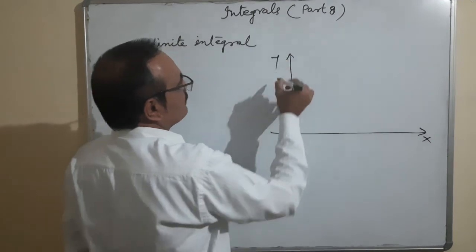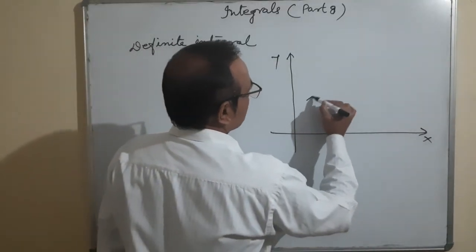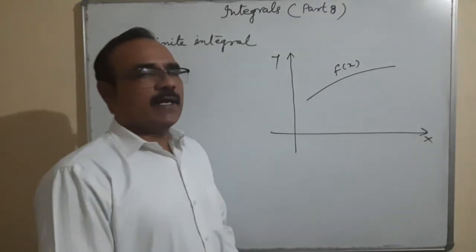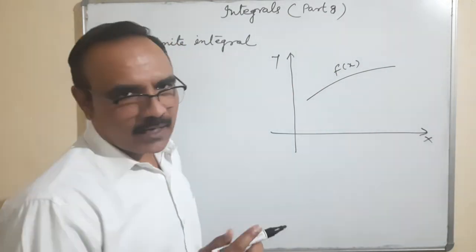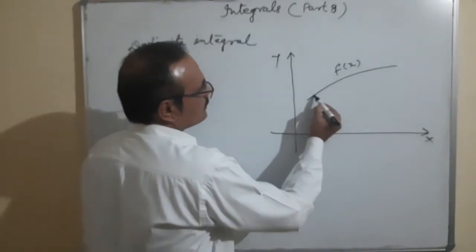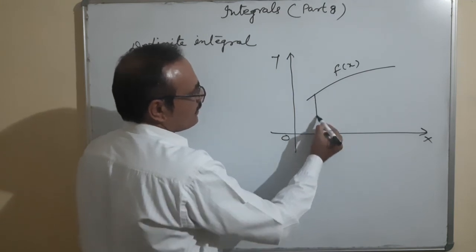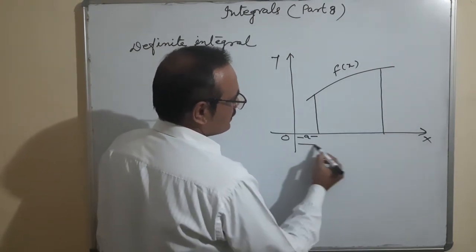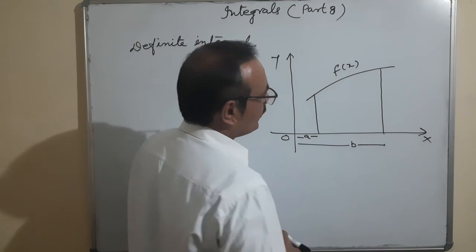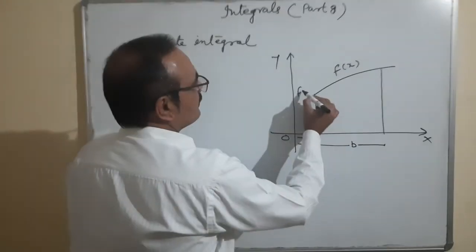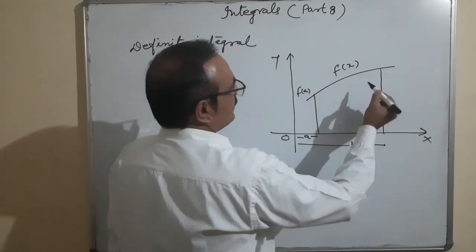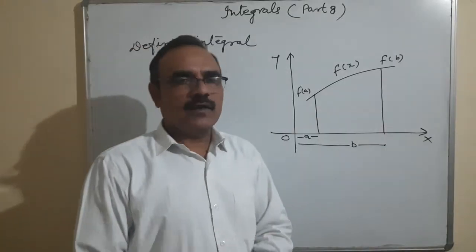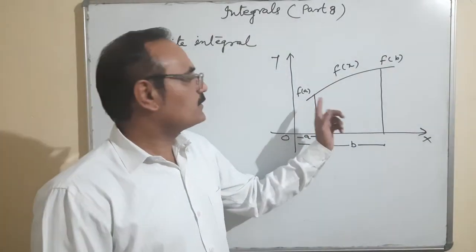For example, on the Cartesian plane, there is a function f of x, and we are going to find the area bounded by this function and the x-axis under the limits a to b. This distance from the origin is a, and suppose this distance is b. So that is f of a, and it is f of b. And this is the function f of x, going like that. We are going to find the area of this portion.